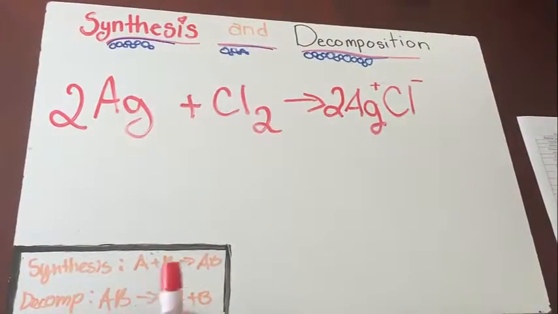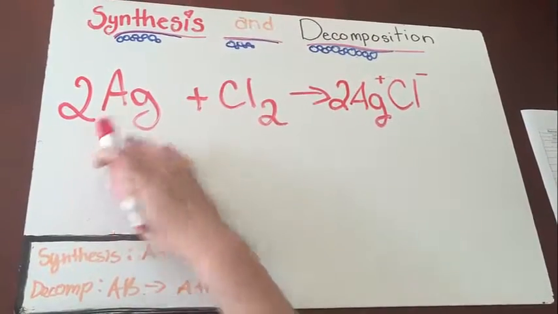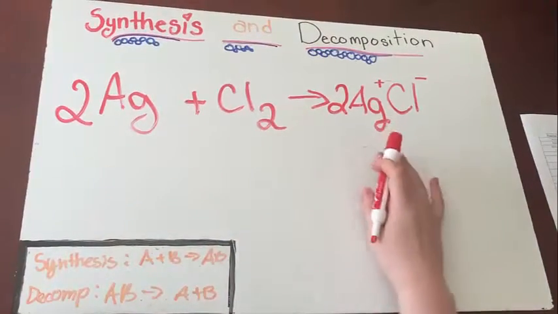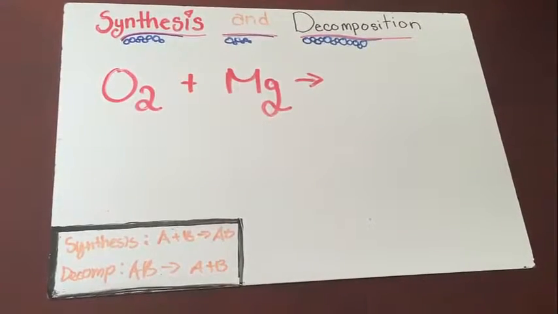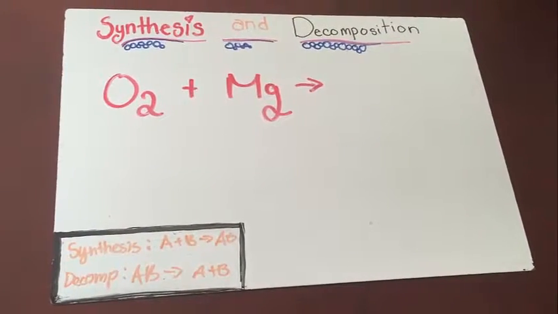This gets us 2 silver atoms on this side, 2 chlorine atoms, and then 2 silver atoms here and 2 chlorine atoms here. In this reaction, we have oxygen gas plus magnesium.